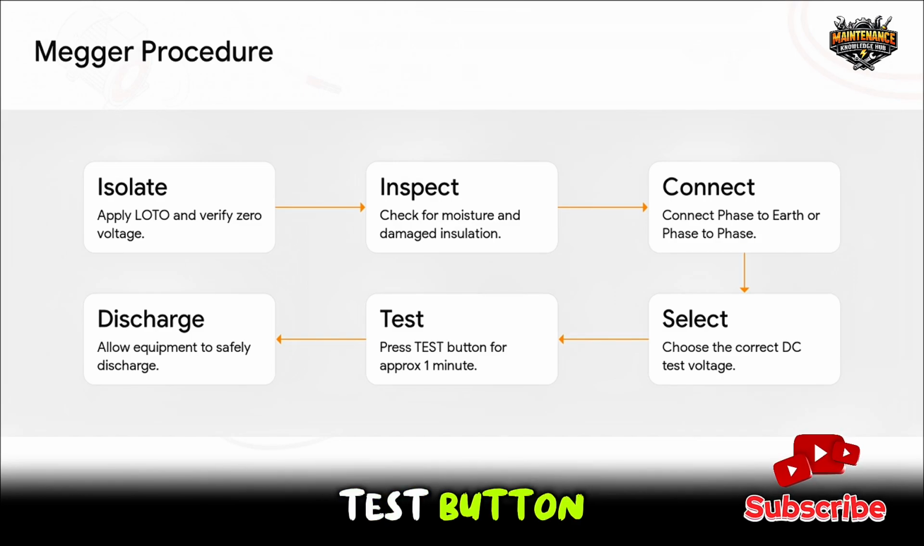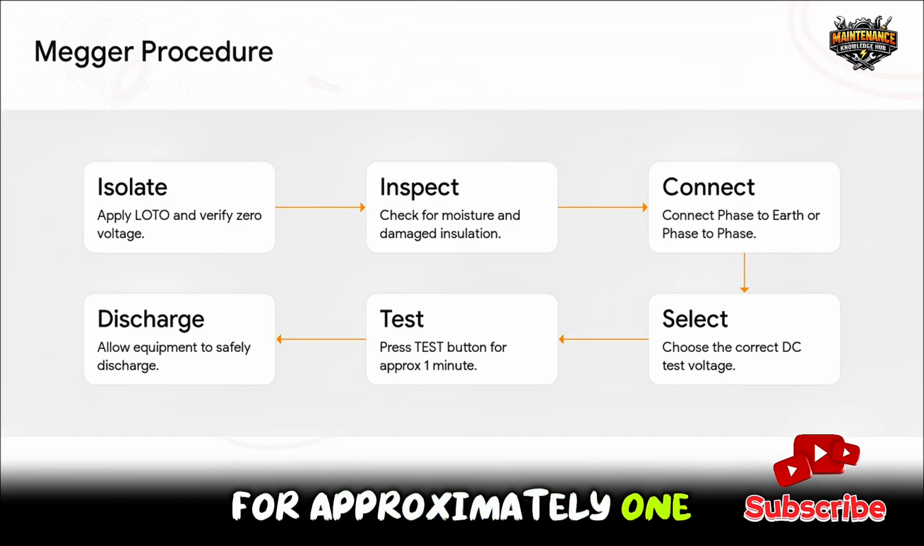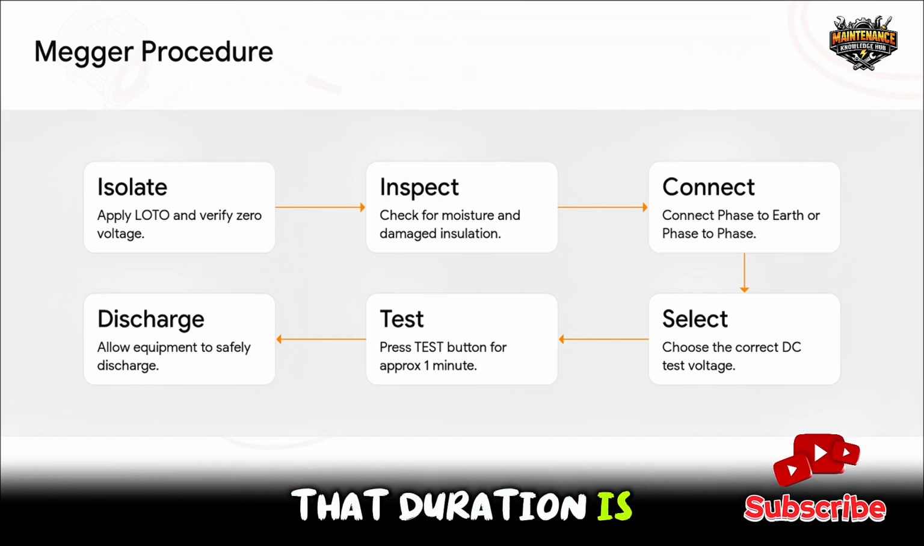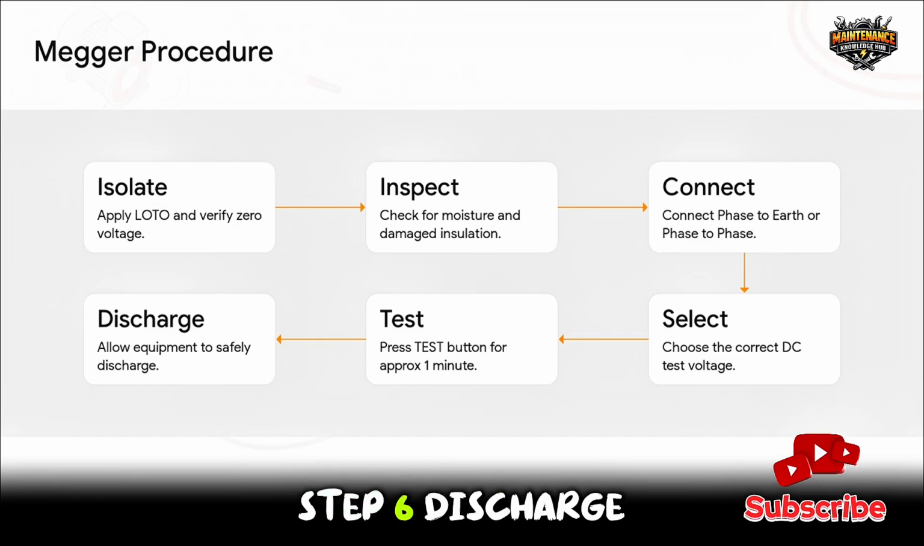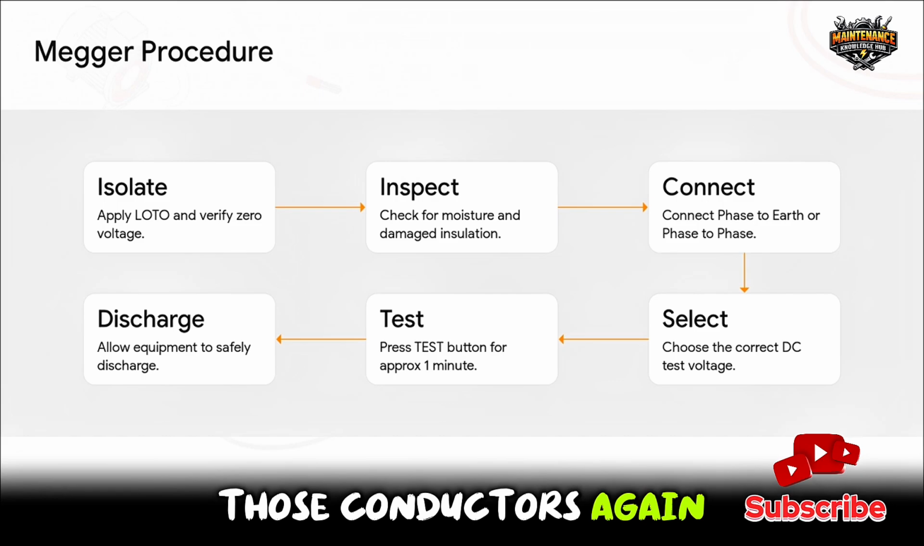You press that test button and apply the voltage for approximately 1 solid minute. That duration is absolutely critical to get a stable, accurate reading. And finally, Step 6, discharge safely. The equipment essentially acts like a giant capacitor during the test, holding charge, so you absolutely must allow it to discharge safely before you touch those conductors again.